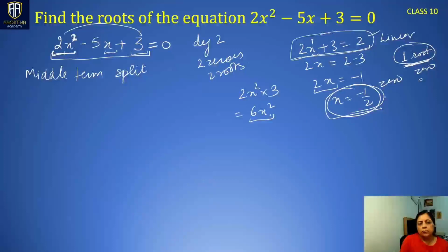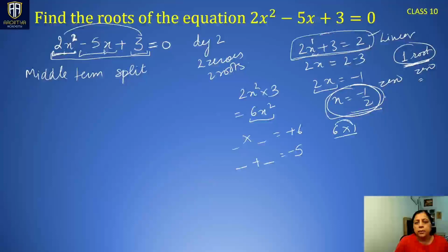The product of the two numbers is positive 6. So that means you have to break down 6 into two factors such that their product is plus 6 and their sum is minus 5. This number added to this number is minus 5. So start looking for the factors of 6. Factors of 6 are 6 and 1, right?